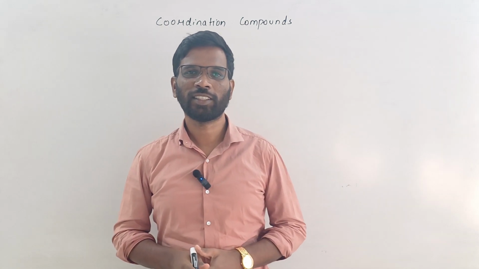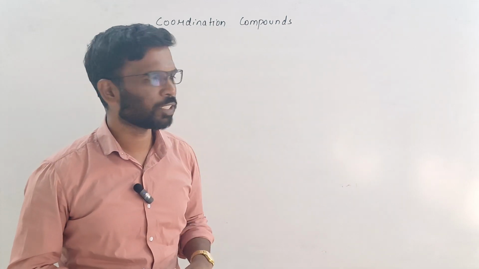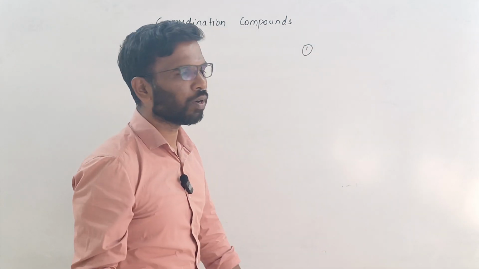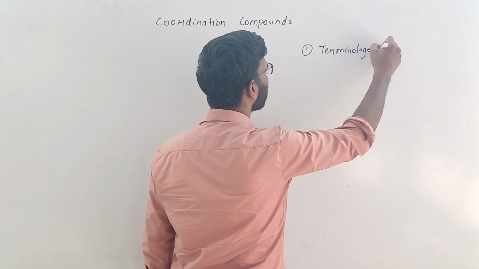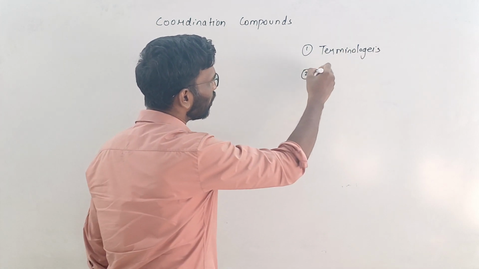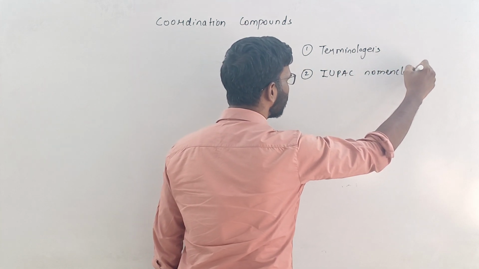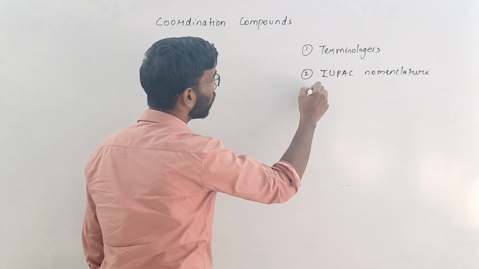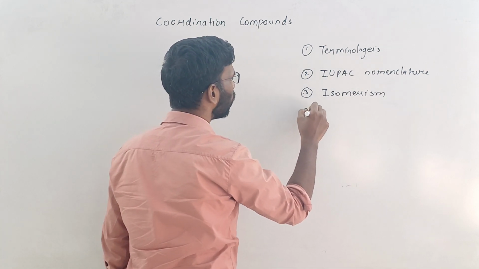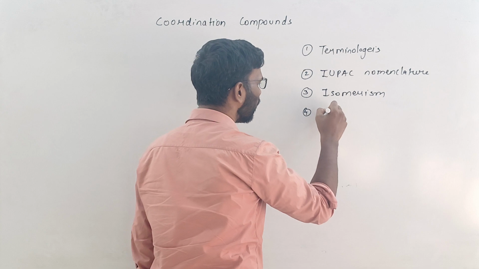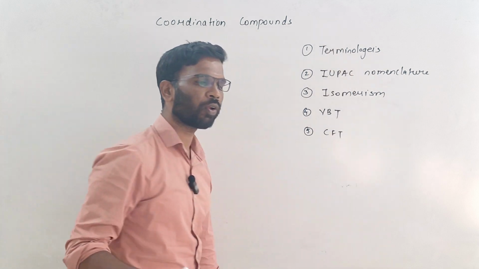Hello students, in this session we are going to revise the coordination compounds. In the whole session, first we are going to revise the terminologies. Second, IUPAC nomenclature of coordination compounds. Third is isomerism in coordination compounds. Fourth is valence bond theory, and fifth is crystal field theory. So we are going to discuss all these five.